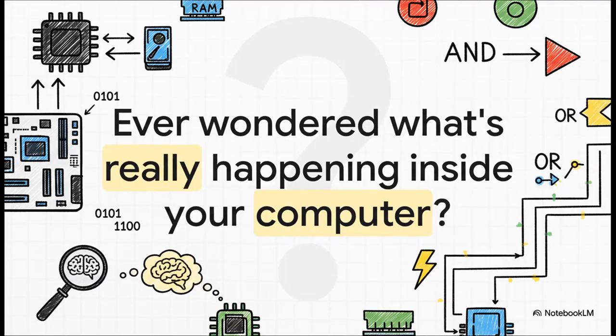I mean, really think about it. What is the chain of events that happens when you click an icon and a program just appears? What does it actually mean for a machine to think or process information? That's exactly the mystery we're going to unravel.